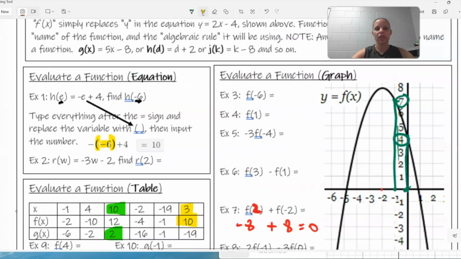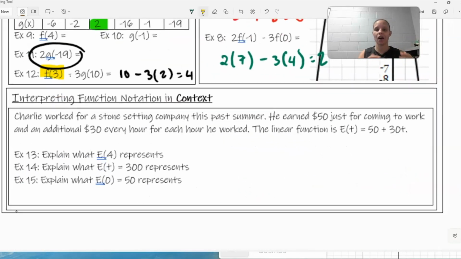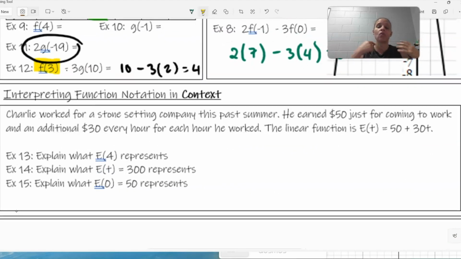All right, so we're taking a look at evaluating a function from an equation, from a table, from a graph. Now we're going to look at it in context. All that means is in words. So you're going to just evaluate or see what those words mean. Charlie worked at a stone setting company this past summer. He earned $50 for coming to work, an additional $30 for every hour that he worked.